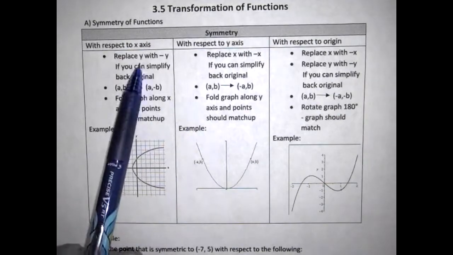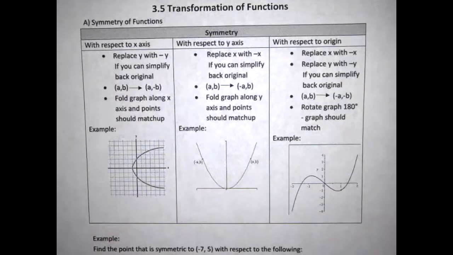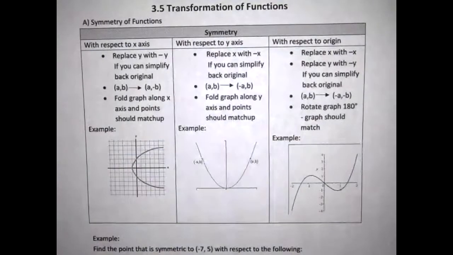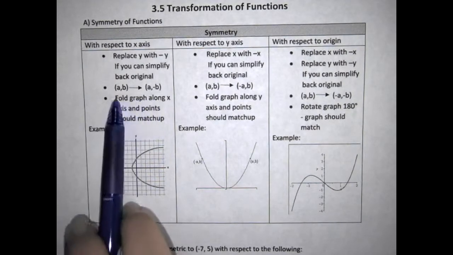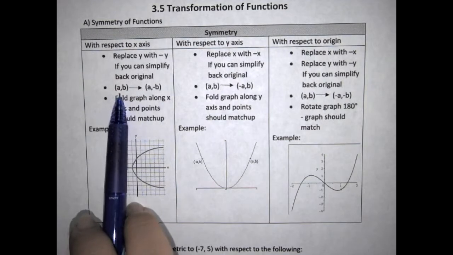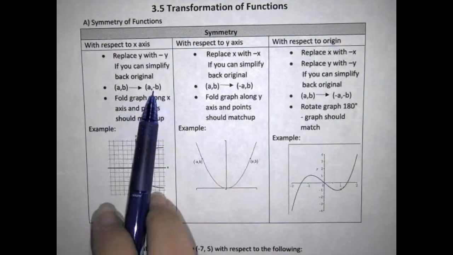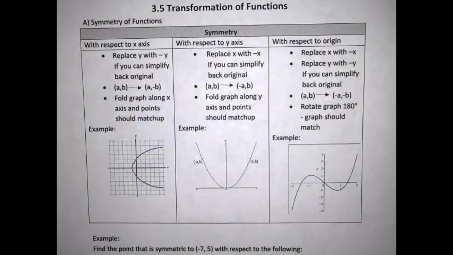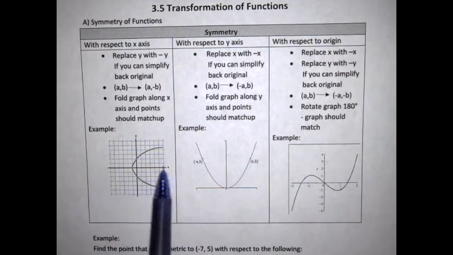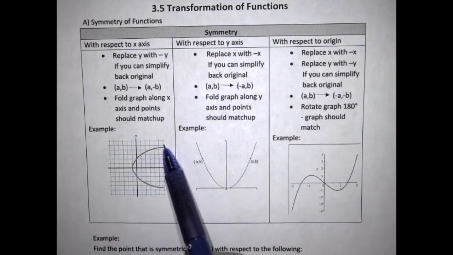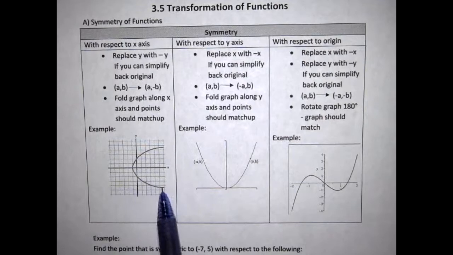So with your x-axis, you're going to replace y with a negative y, and you're going to resimplify. Your goal is to get back what you started with, but with your y's now being negative. So you can see if you start with a point (a, b), then replacing y with negative y is going to give you the point (a, negative b). And again, if we were to take this graph here and fold it along this x-axis, you can clearly see that what's on the top matches what's on the bottom.